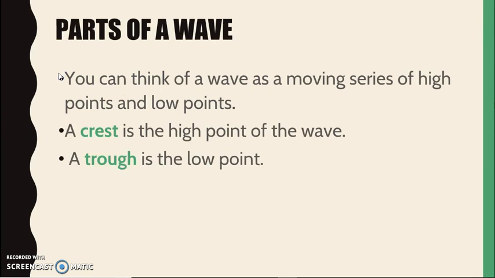All right, so now that we've talked about the two major categories of waves, let's break waves down and talk about the different parts of a wave. So most waves share common parts. No matter what type of wave it is, they tend to have the same parts. So we've got, first of all, a crest and a trough. Here's some vocabulary words for you. You can think of a wave, as it says here, as a moving series of high points and low points.